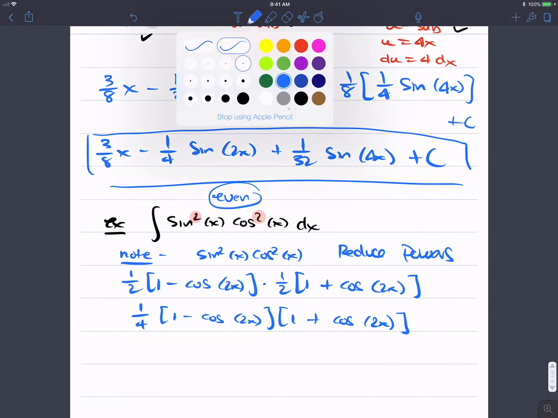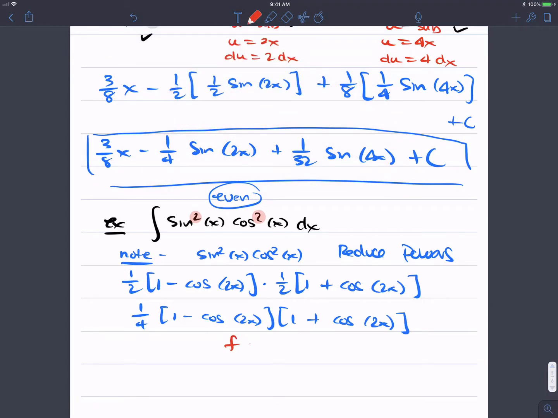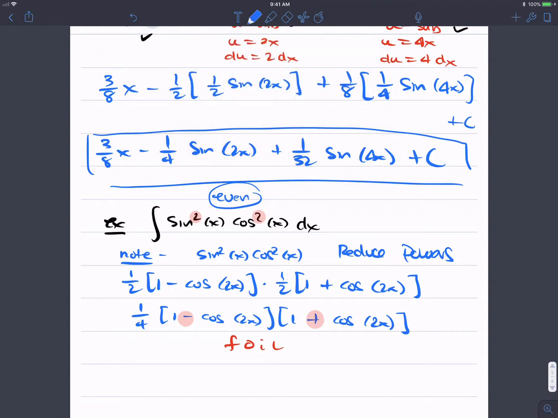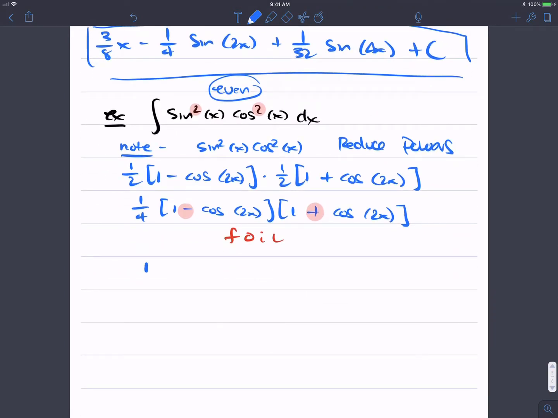When you use FOIL now here, because you've got plus and minus, your O and I terms go away. So by FOIL, we have 1/4, 1 minus cosine squared 2x. There are no O and I terms. When I distribute now, I'll get 1/4 minus 1/4 cosine squared 2x.